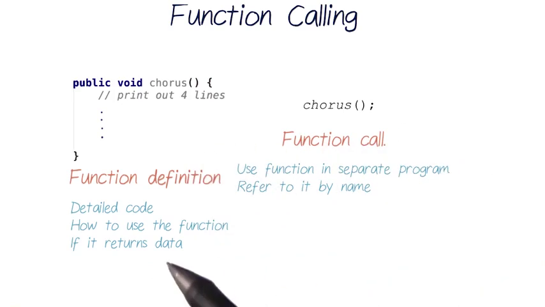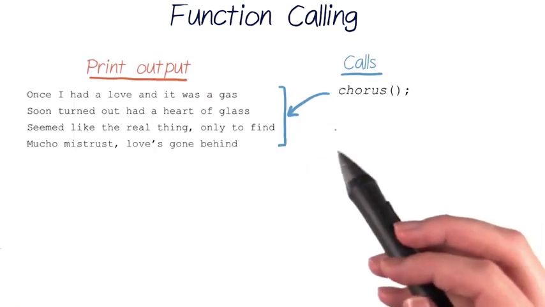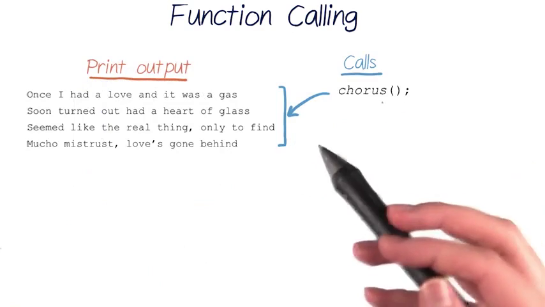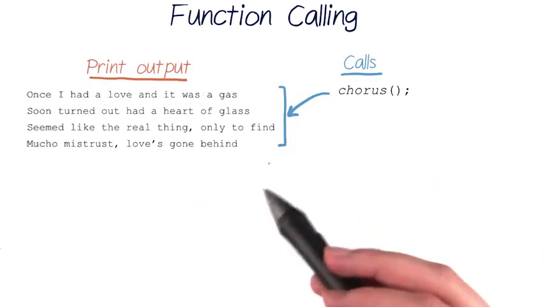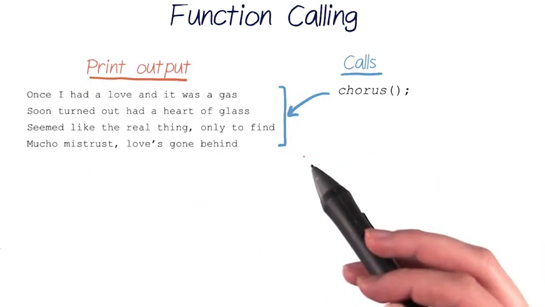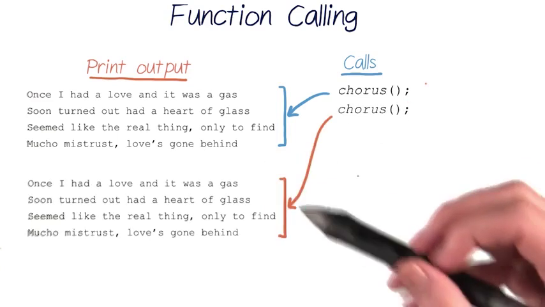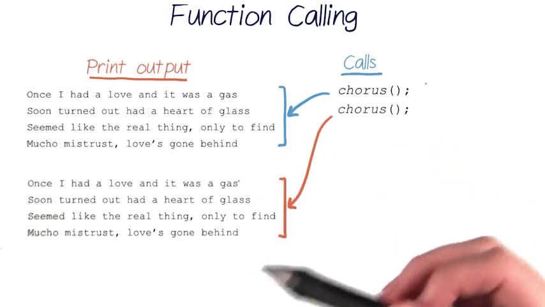And we only have to define a function once, but you can call that function as many times as you like. So now we have a function that prints out our chorus, and we can call it and get this output. And we can call it repeatedly. Let's call it twice in a row. Now our chorus will print out twice, and it's easy to repeat.